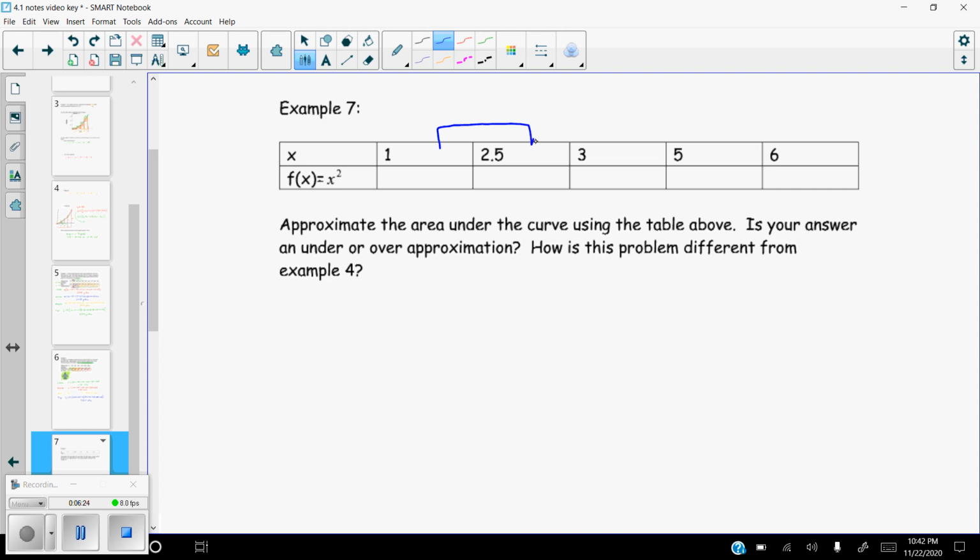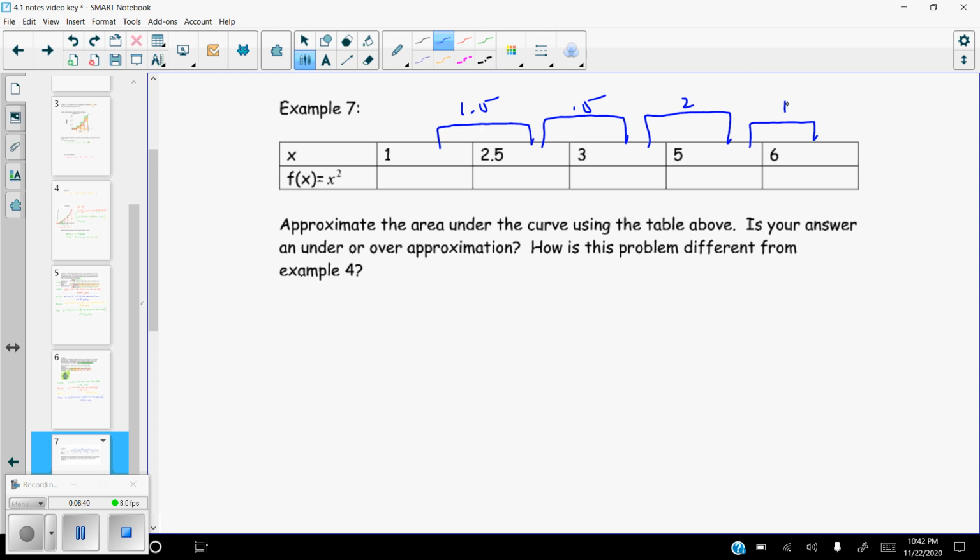The base between that rectangle is 1.5. The base between that rectangle is 0.5. The base between 3 and 5 is 2. And the base between 5 and 6 is 1. So the bases of my rectangles are all different.